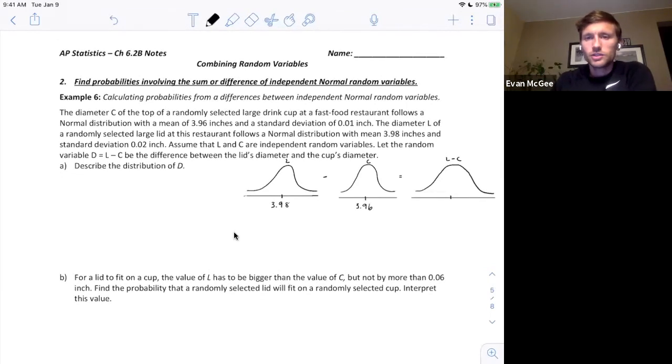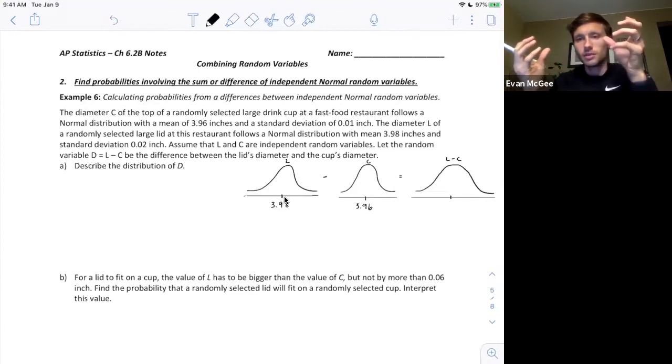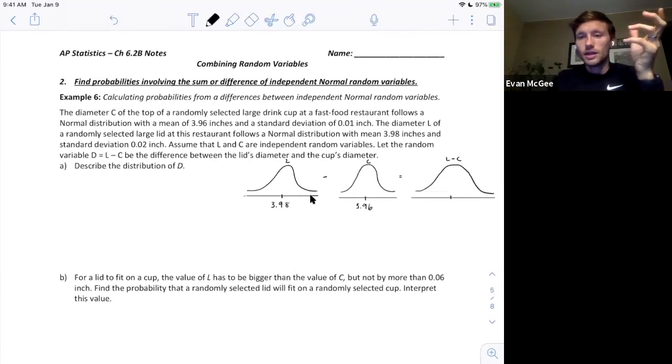Okay, so I've drawn the picture of the distributions they told us about. The lids are normal with a center of 3.98, and the cups are normal with a center of 3.96. So what we're doing here for this final distribution is we're going to randomly pick a lid, and then randomly pick a cup and subtract the difference between their diameters, and we're going to get some value.